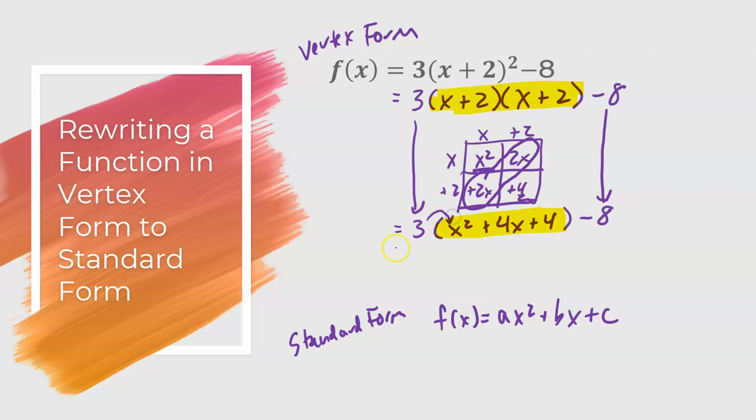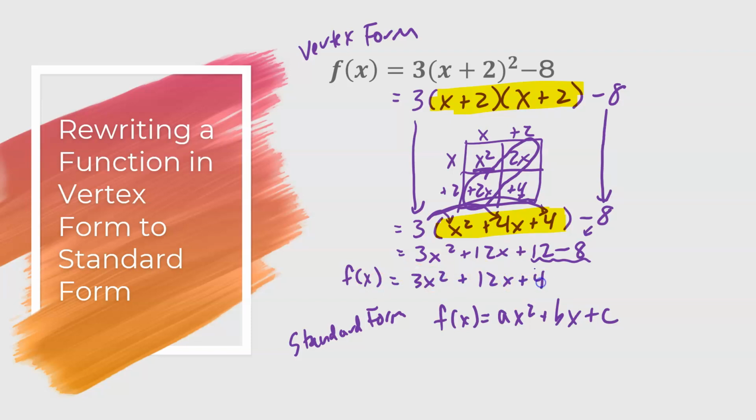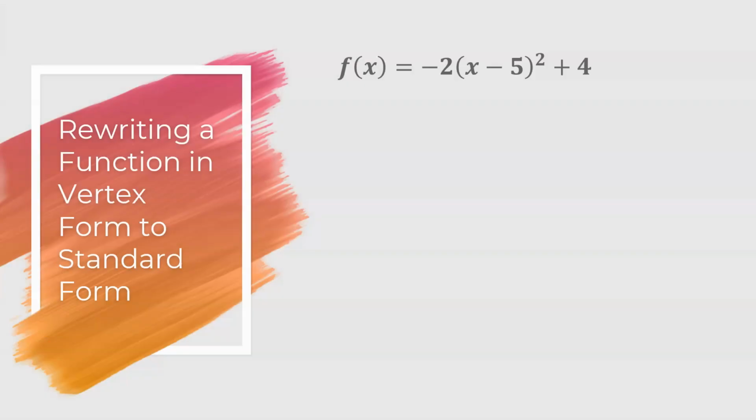Now I still have parentheses, but it's one polynomial. Now I just use distribution. I distribute the 3 in front to all 3 pieces: 3x squared plus 12x plus 12. Again, don't forget to bring down the -8. And last but not least, we combine like terms. f of x equals 3x squared plus 12x plus 4. That is the same thing as the original in standard form. Meaning if I graphed both of those in a graphing calculator, I would get the exact same thing. So we want to be able to convert back and forth. Let's do one more example of that.